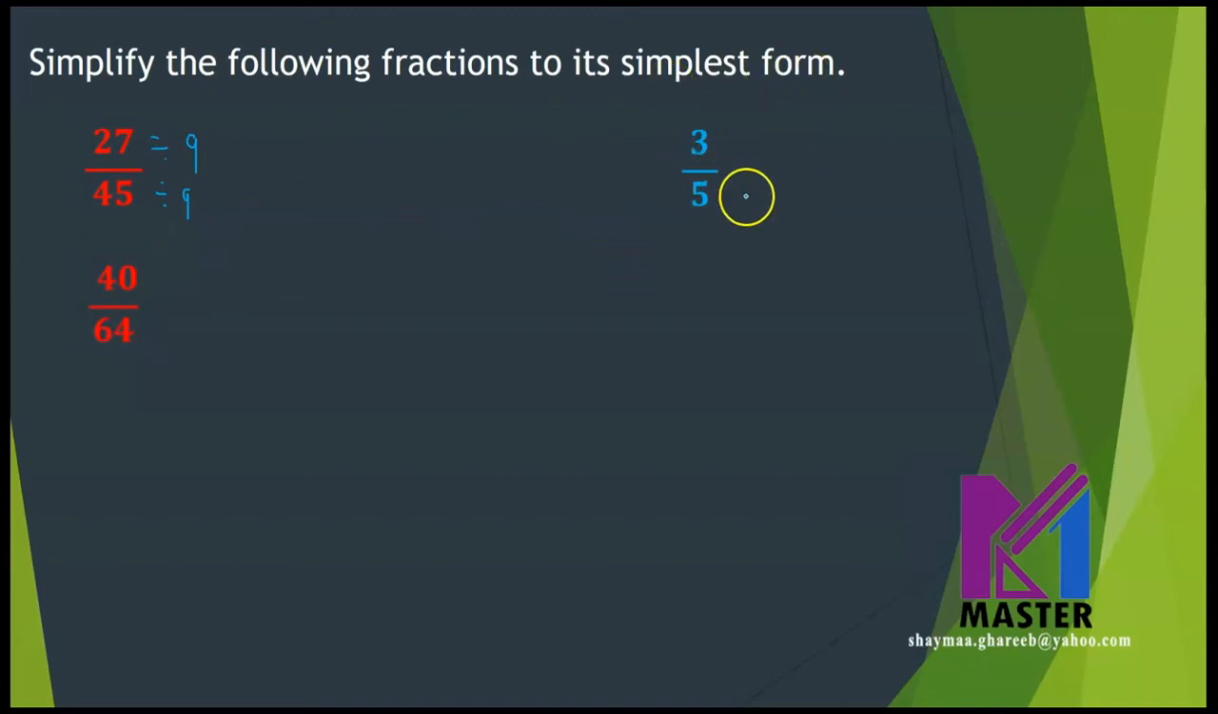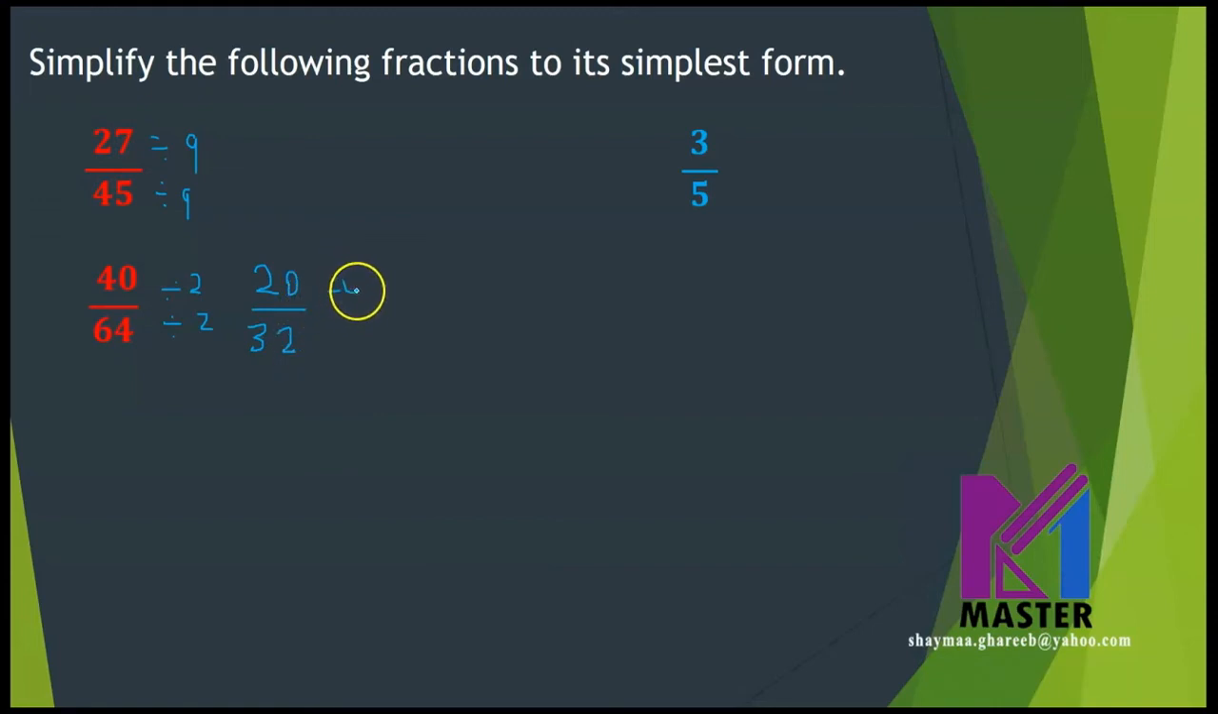Can I do any more divisions? No. Now, next one, 40 over 64. I can divide up and down by 2 as a start and check. 40 divided by 2 is 20. 64 divided by 2 equals 32. Can I do any more division? Yes, I can divide one more time by 2.